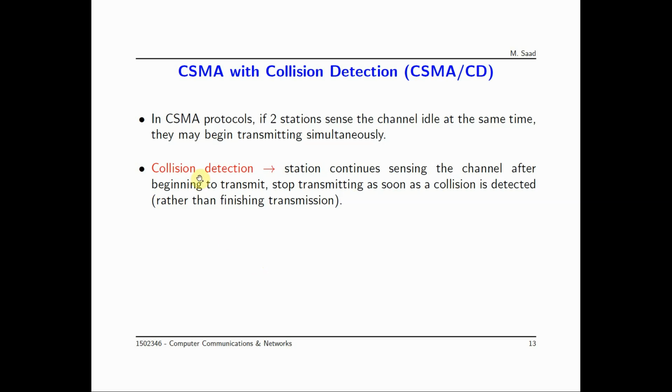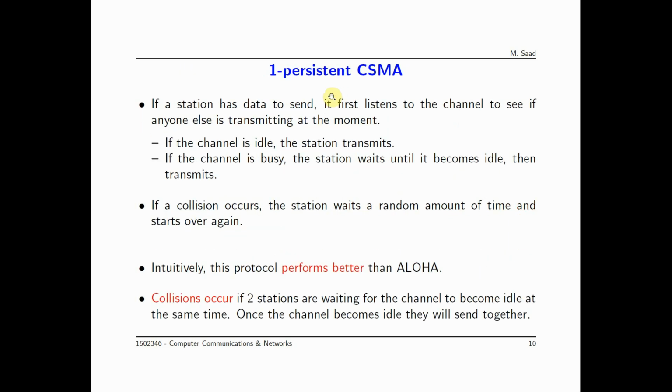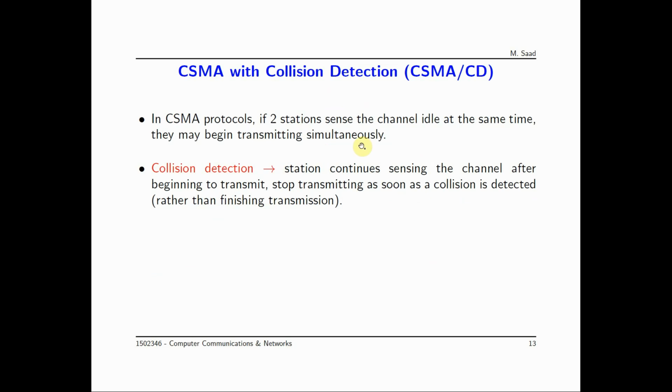So collision detection is an extra add-on, an extra feature that can be added to any one of the 3 carrier sense multiple access protocols, and it simply states that if a station starts transmitting, it will continue sensing, so that if it detects a collision in the middle of the frame transmission, it will not finish the transmission. It will stop in the middle of the frame and even send a jamming signal so that everyone knows that there is an ongoing transmission, and this will improve the overall performance.